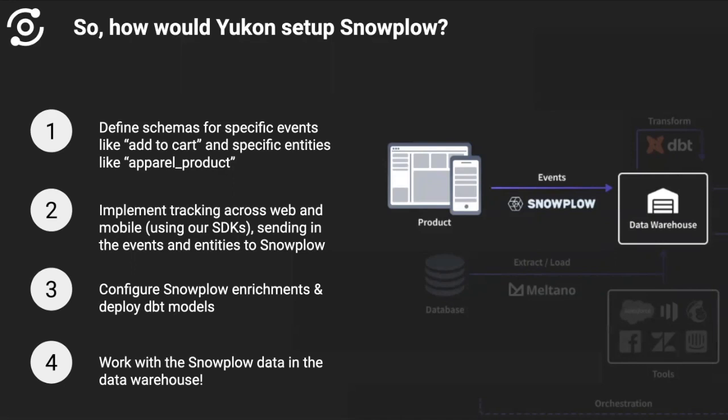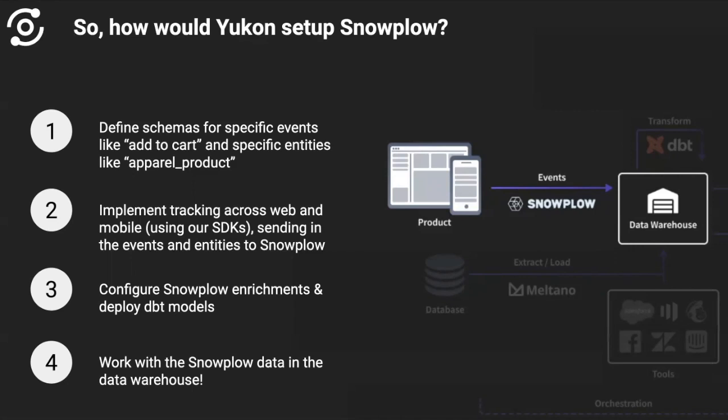First things first, Yukon would define schemas for specific events like add to cart and specific entities like perhaps apparel product. What do we mean by this? The events capture a specific action that a customer or potential customer has taken. Add to cart is a great example of that. Entities describe the business records, the business entities that are important to Yukon. Those will be structured out, and they can be added in alongside the events during the tracking process. Having defined those events and entities, those definitions will be added into the Snowplow schema registry.